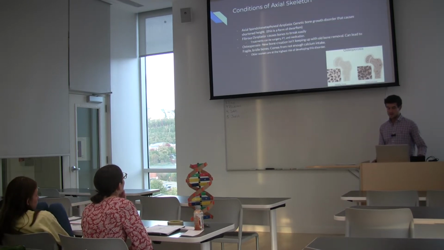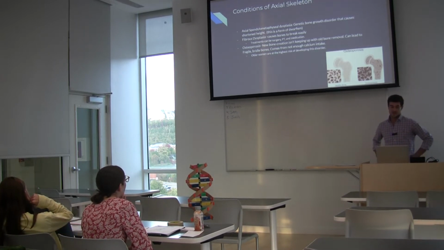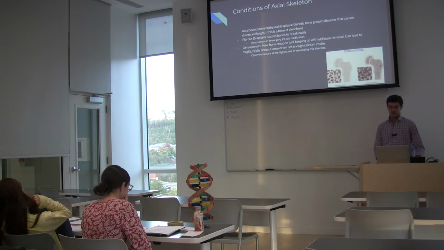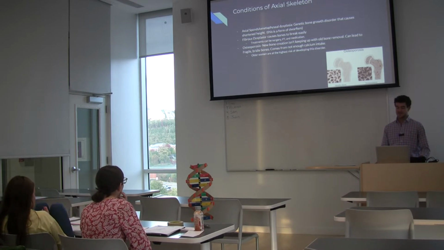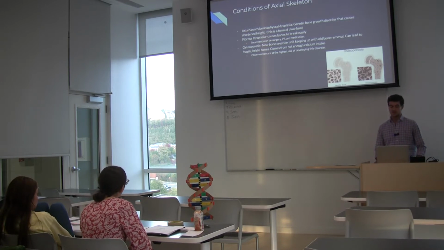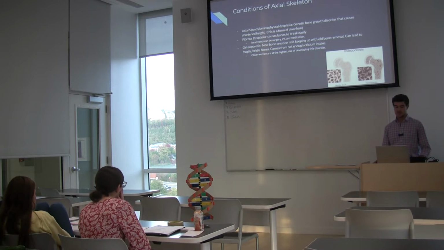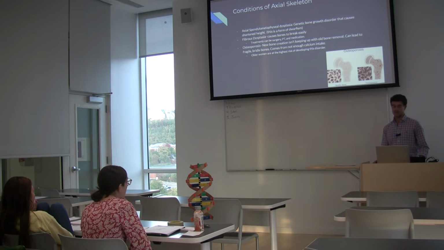So to start off, some different conditions that can come from the axial skeletal system. You have axial spondylometaphyseal dysplasia, which is a form of dwarfism. So it's a genetic bone disorder that causes shortened height. And then fibrous dysplasia causes bones to break easily. And there can be treatments for this, such as surgery, PT, and medications.